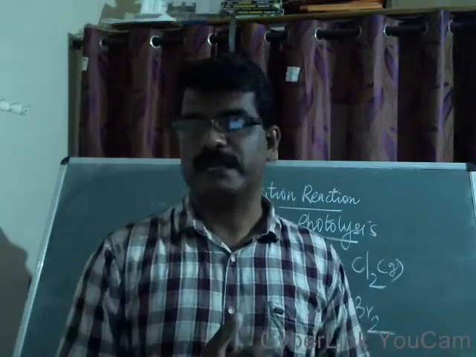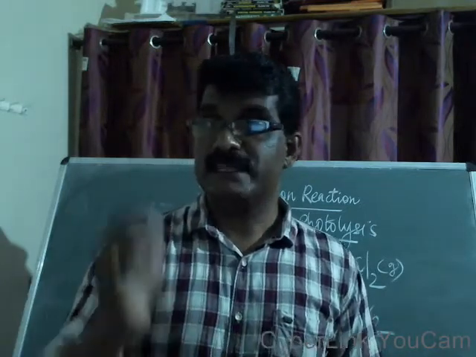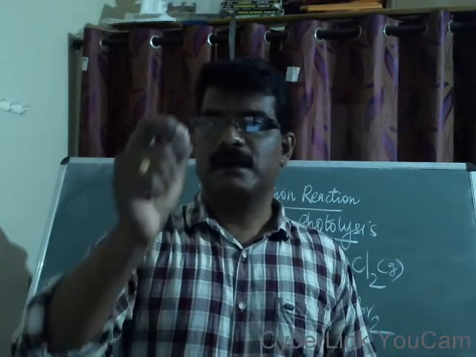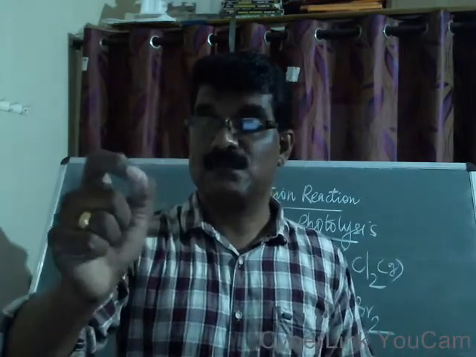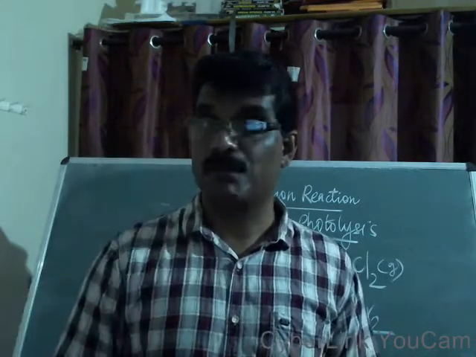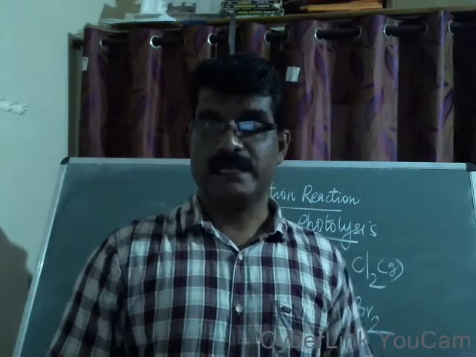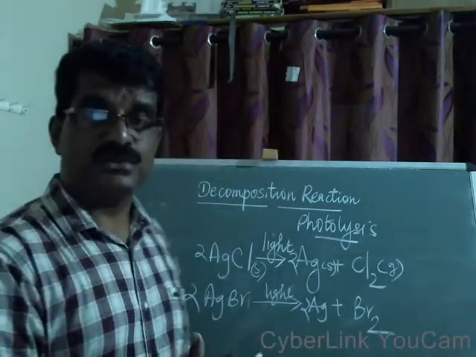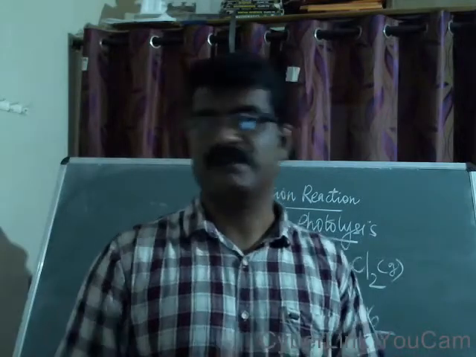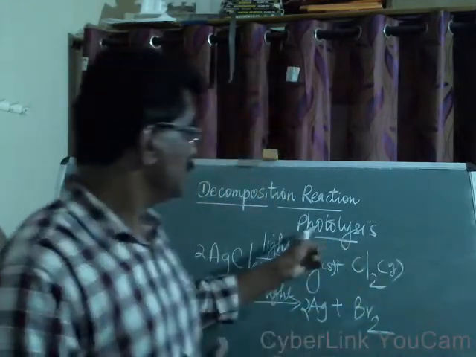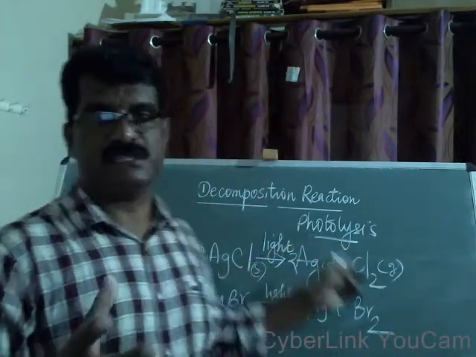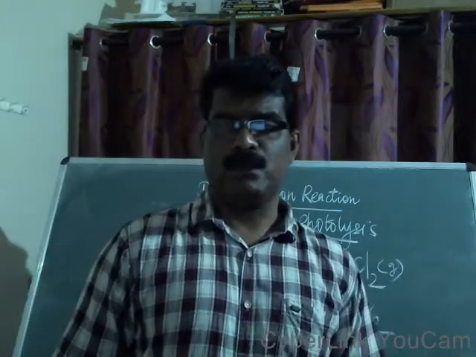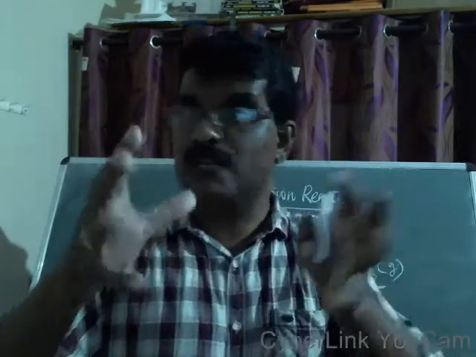This is very important. What is the use of the photolysis reaction of silver chloride and silver bromide may be asked. This particular reaction is used in black and white photography. This is known as photolytic decomposition reaction. Now we studied about decomposition reaction.